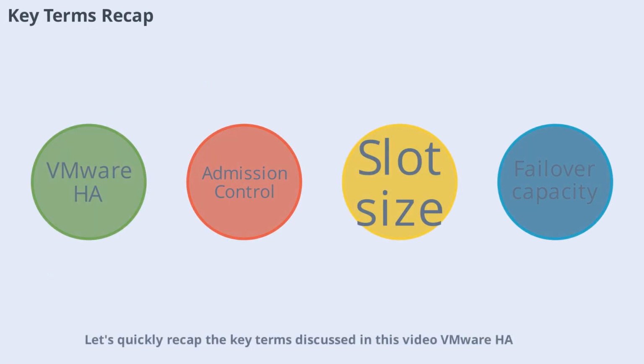Let's quickly recap the key terms discussed in this video. VMware HA, admission control, slot size, failover capacity, and the 3 admission control policies. Understanding these concepts is essential for anyone managing a virtualized infrastructure and aiming for high availability.